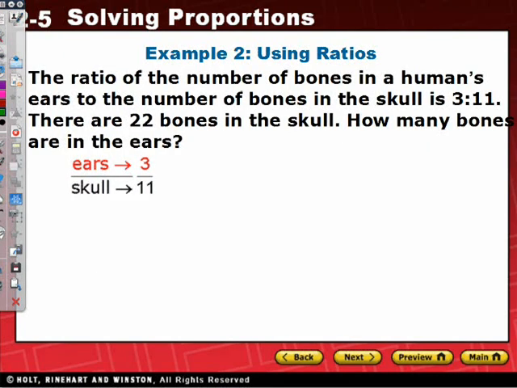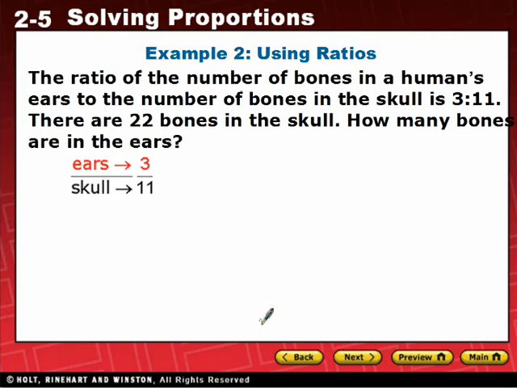So our first basic example here: the ratio of the number of bones in a human's ear to the number of bones in the skull is 3 to 11. There are 22 bones in the skull, so how many bones are there in the ears? They've already written the ratio for us of ear bones to skull bones as 3 to 11. And if there are 22 bones in the skull, we need to find out how many are really in the ear.